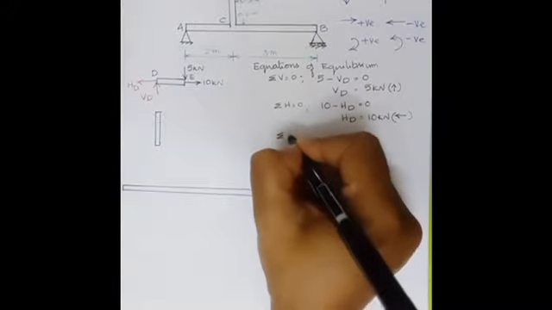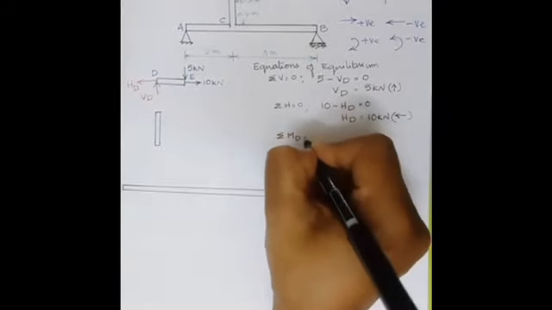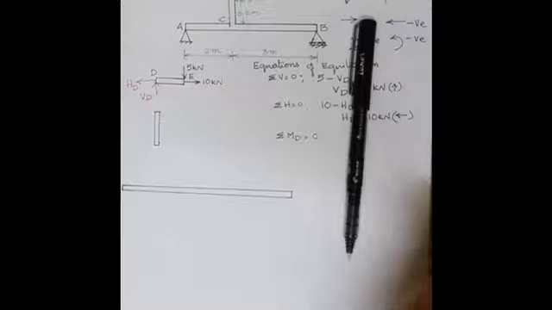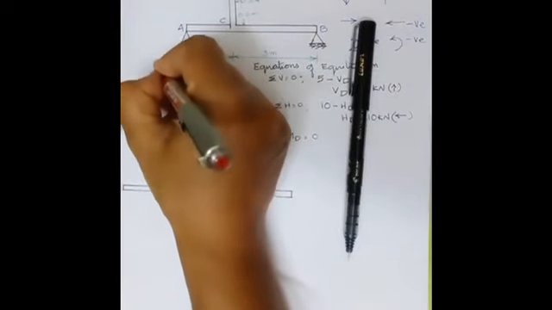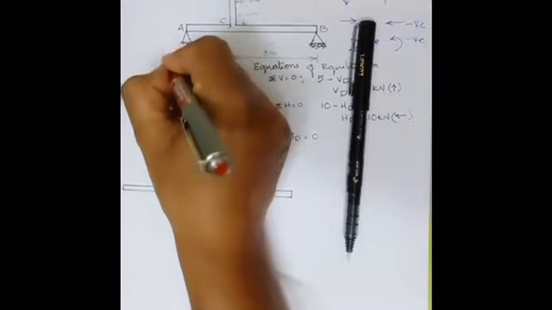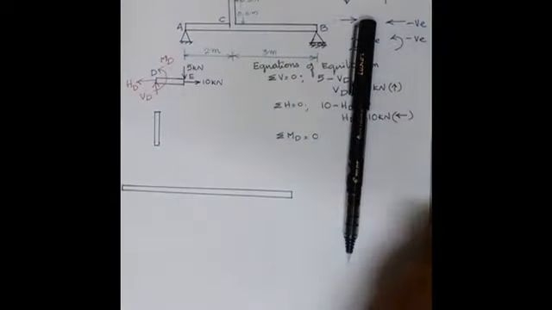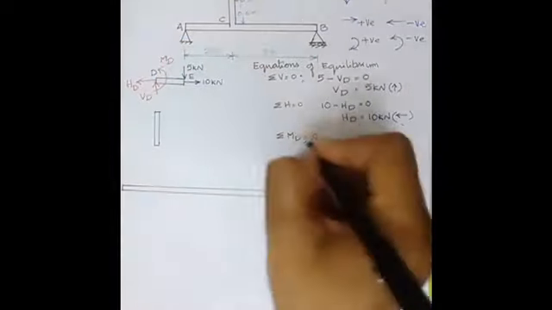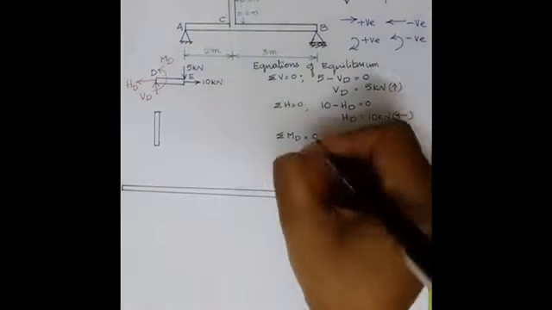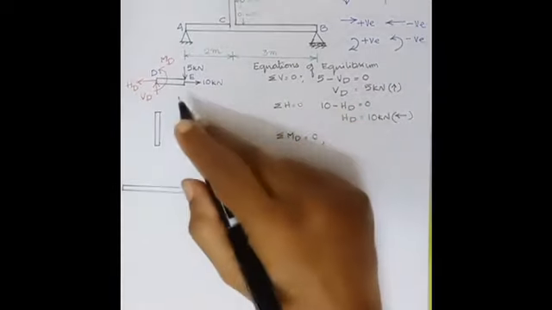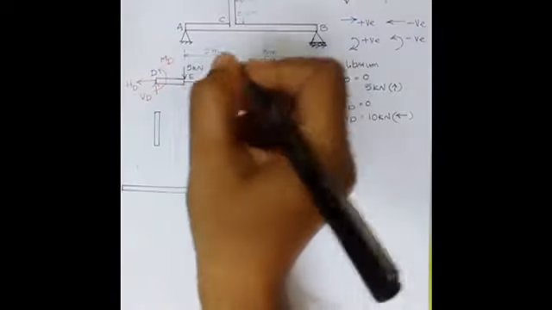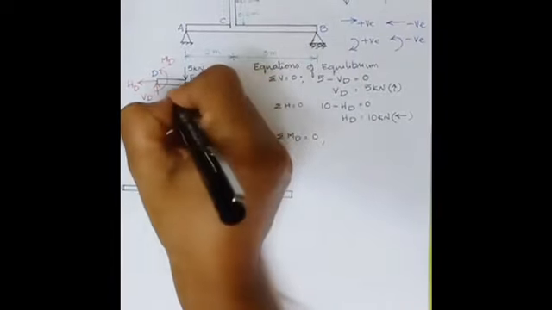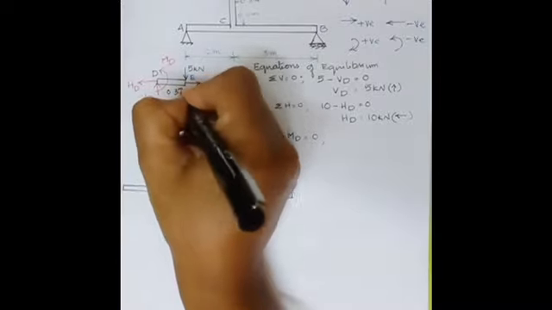Now let us take sigma M about D equal to 0. Now let the reactive moment at this portion be MD in the anti-clockwise direction. So now I'll write the equation of equilibrium. Sigma MD is equal to 0 by taking moment of all the forces about D. Now when you take moment of all these forces about D, actually this distance is given as 0.3 meter.